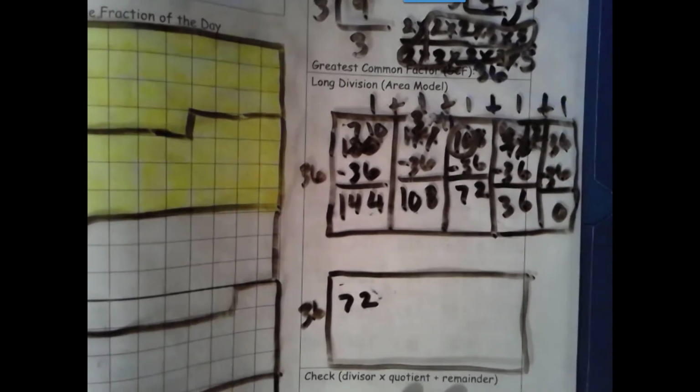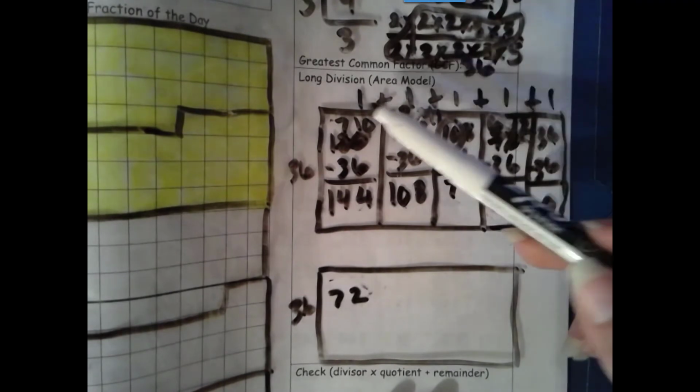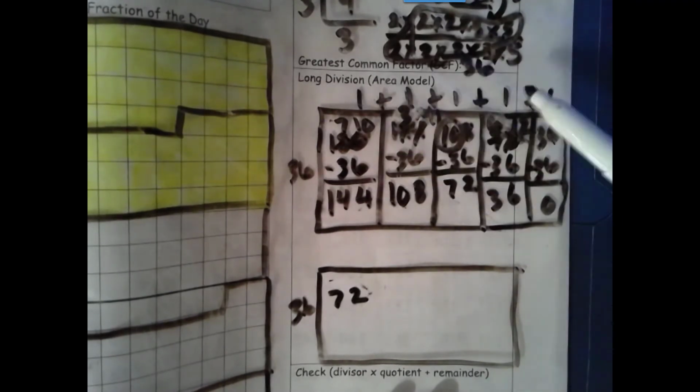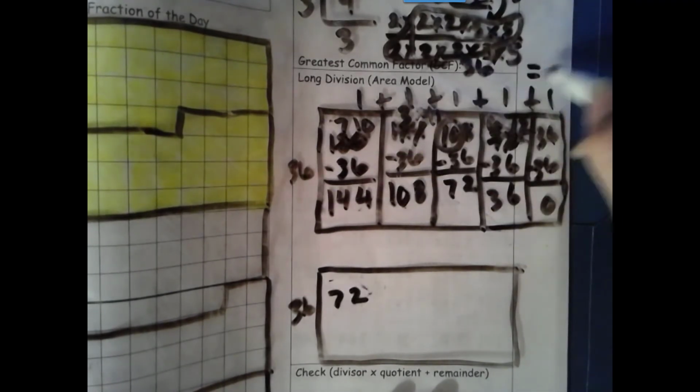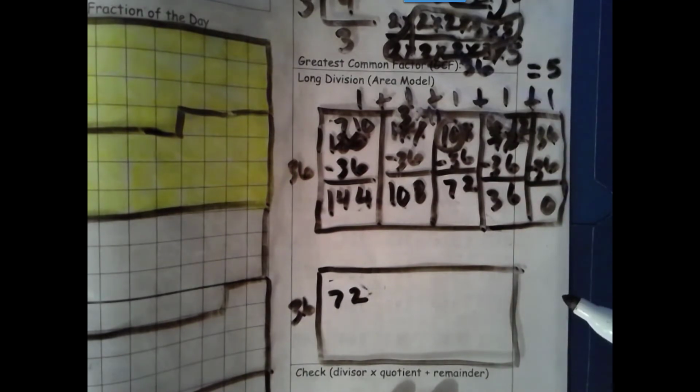Numbers the same, zeros a game. Add up my partial quotients, 1 plus 1 plus 1 plus 1 plus 1. That equals 5.